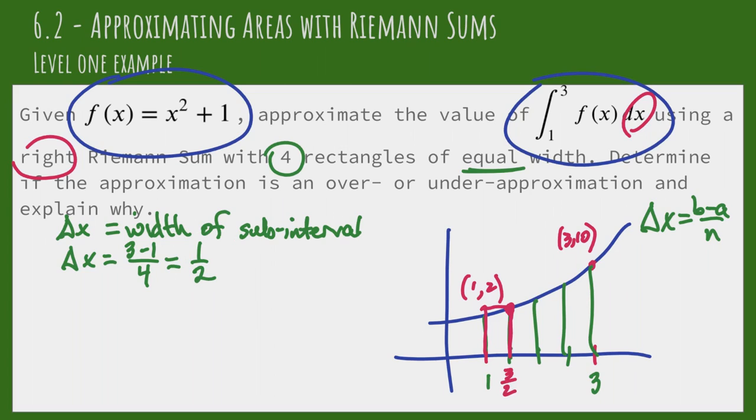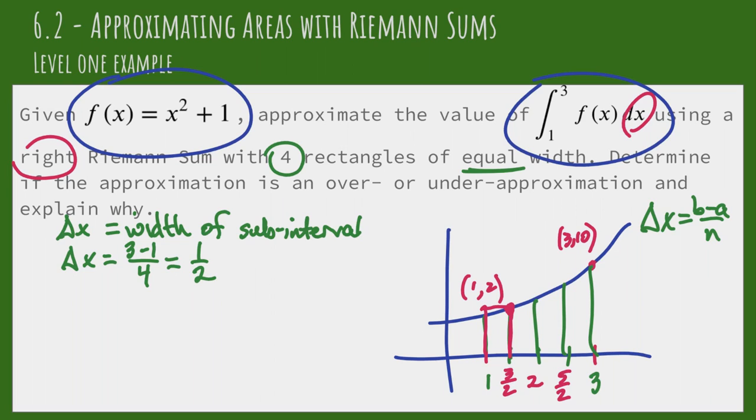And essentially what I'm going to do to get each x-coordinate here is keep adding 1/2. So we're going to have 4 halves or 2, then 5 halves, and then 6 halves or 3, which is our right endpoint. So by adding 1/2 repeatedly, eventually we get to the right endpoint after 4 subintervals.